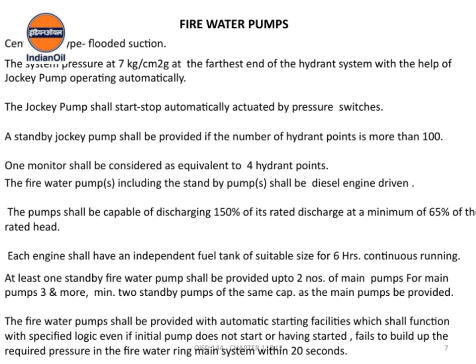The system pressure at the farthest hydrant point must be maintained at 7 kg per square centimeter gauge, and this pressure is stabilized automatically with the help of a jockey pump. The jockey pump starts and stops automatically, controlled by pressure switches, to maintain consistent pressure in the system. If the number of hydrant points exceeds 100, a standby jockey pump must be added to ensure pressure stability.